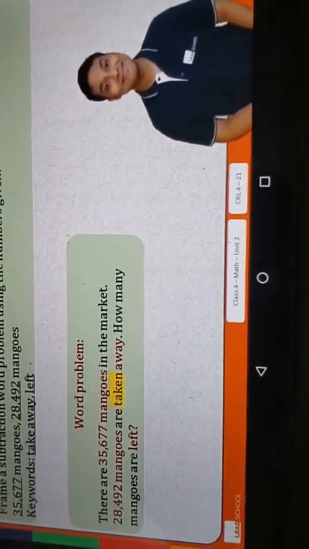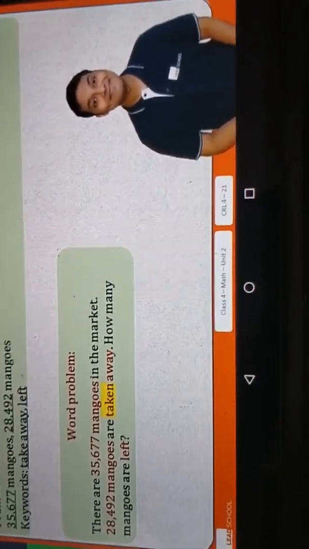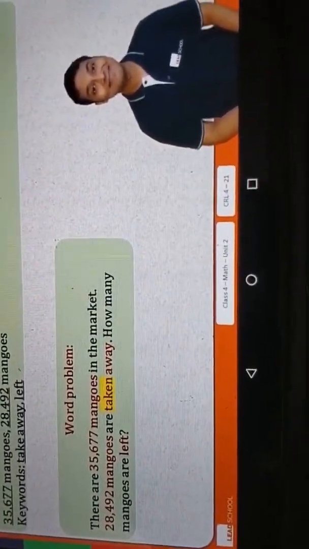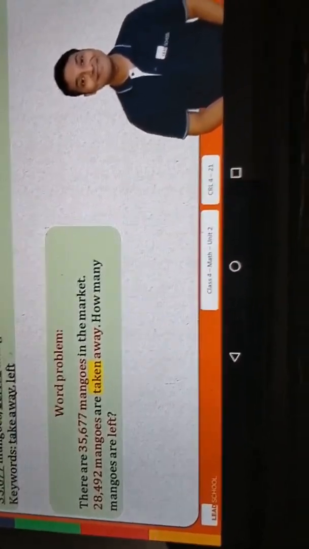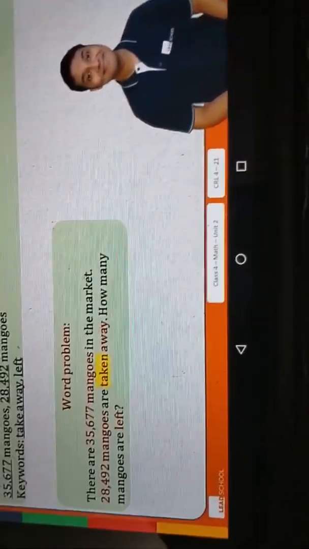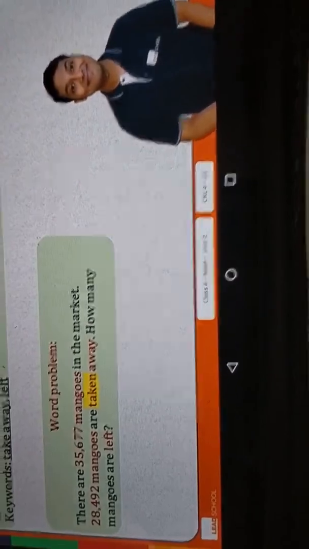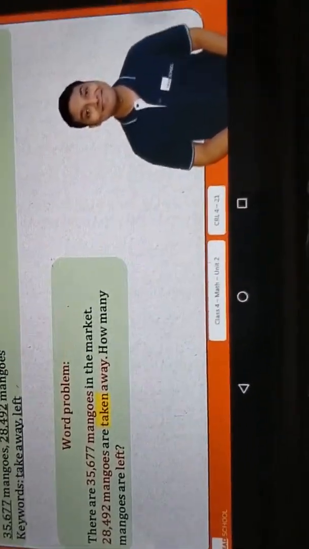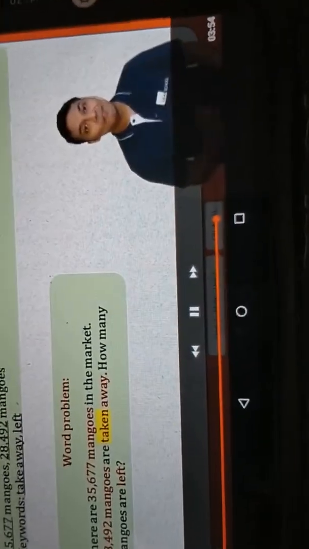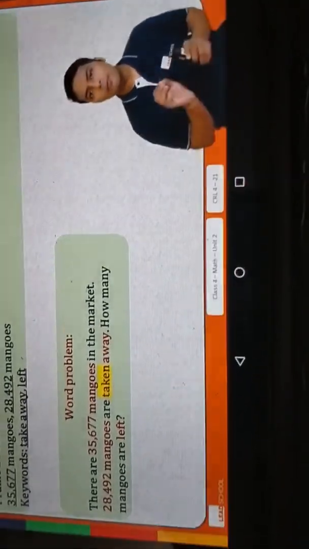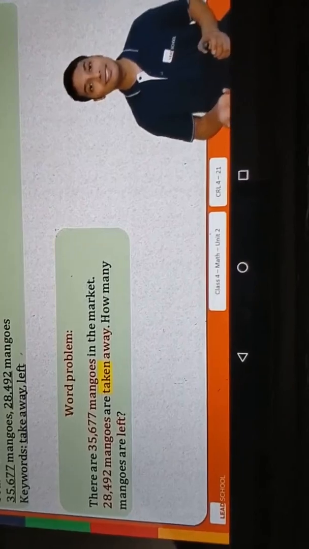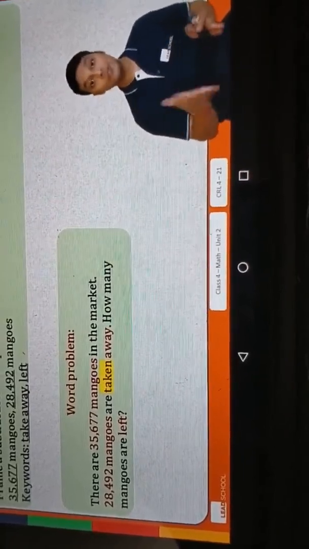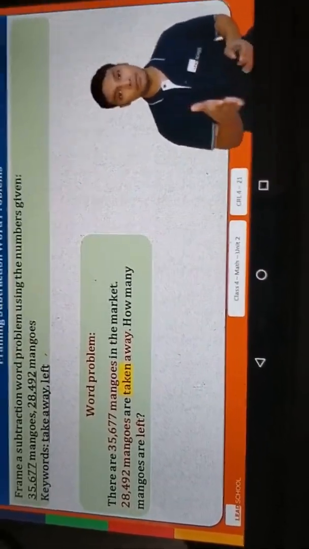That means how many mangoes were there in total in the market? 35,677. How many did we take from it? 28,492 taken away. So how many mangoes are left? That we have to find. So this is called framing word problems. We were able to frame a word problem for subtraction too. Now you can ask your friends to solve the word problem you frame.